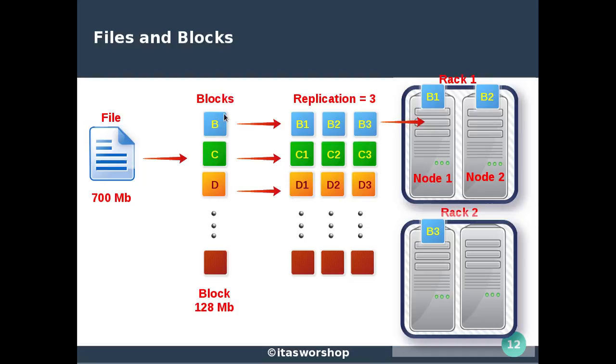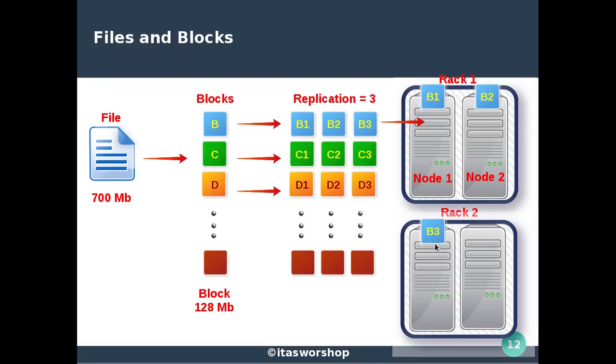Now blocks are replicated, or copied, for many purposes, like faster access, security, and fault tolerance. Replication means we are taking copies of each block. Your replication factor can be 3, it can be 5. During installation or configuration you are setting it. Let us assume the default replication is 3. So block B is copied thrice. B1, B2, B3, these are the same copies.